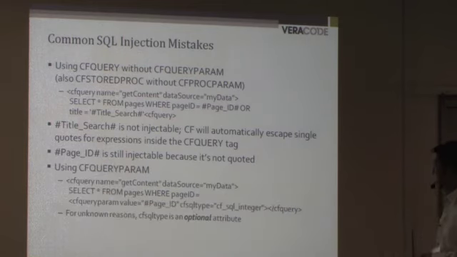And you have the same thing for stored procedures. You have CF stored proc and CF proc param, which is the stored procedure equivalent to bind parameters. For unknown reasons, if you look at the documentation, the CF SQL type attribute, which is where you tell it what type of bind parameter to use, is an optional attribute. I don't know why it's an optional attribute, because that's the whole point. But if you leave it off, it'll try and guess what you wanted to bind it as, and it'll still work.